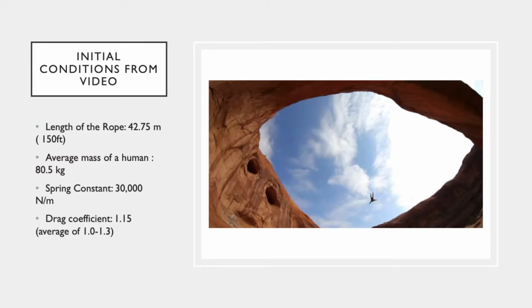For the length of the rope, we have 42.75 meters or 150 feet. The average mass of a human is 80.5 kilograms. The spring constant we found was 30,000 newtons per meter. Our drag coefficient we found to be 1.15, which I found by taking the average of 1.0 to 1.3 online.